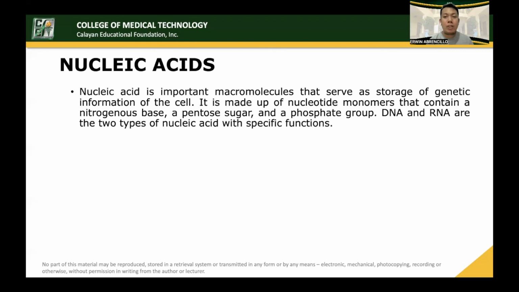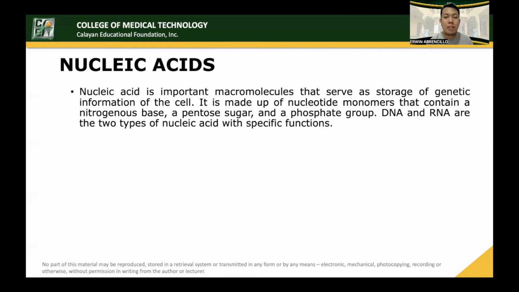So let us now move on to the last biomolecule. We have here nucleic acid, the most important macromolecule that serves as a storage of genetic information of the cell. It is very important simply because all the information necessary for the life of the organism is stored as the genetic information of the cell. It is made up of nucleotide monomers that contain a nitrogenous base, a pentose sugar, and a phosphate group.